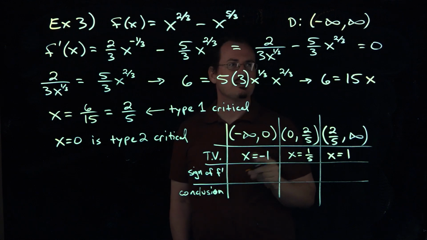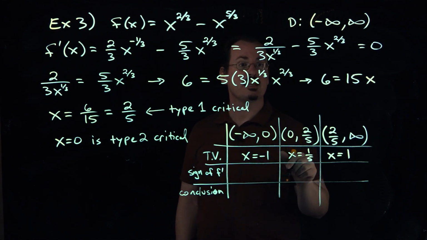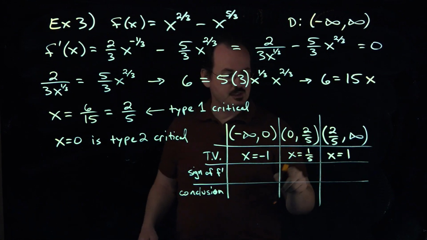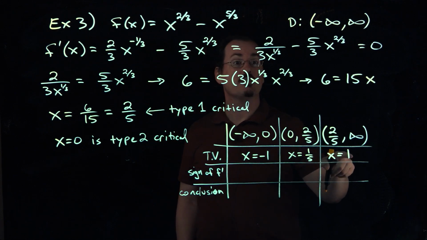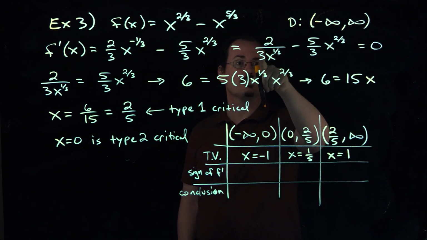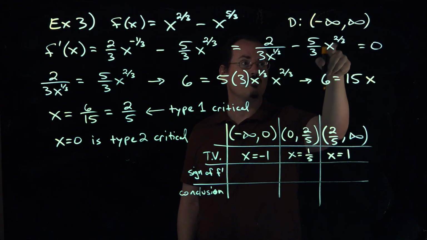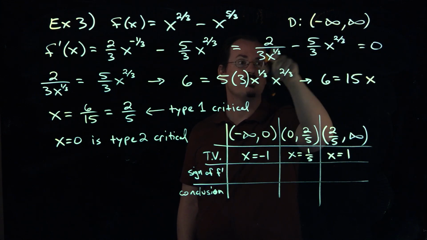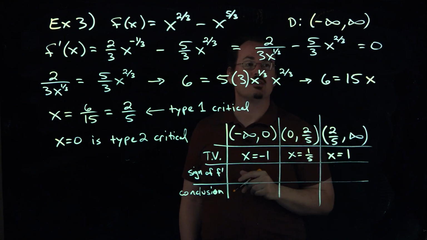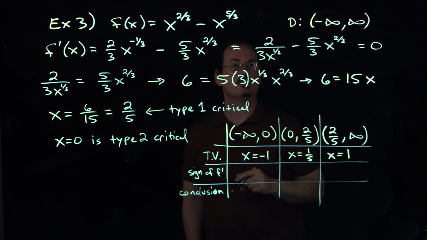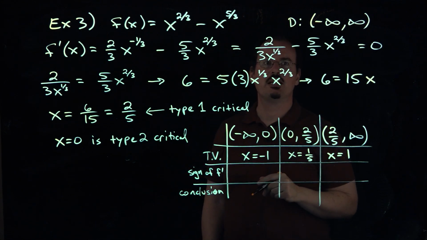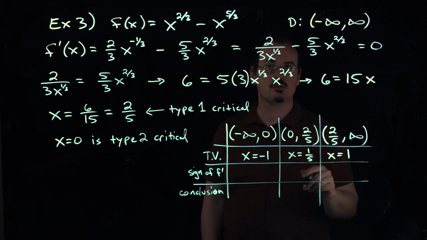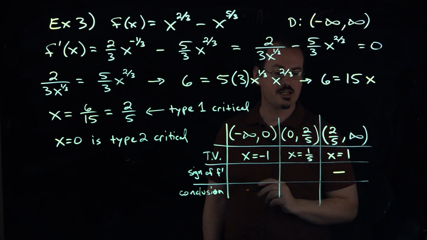So this one is not maybe so obvious what's going to happen here. If we plug in, let's start with 1 here. If I plug in 1, then I'm going to have just 2/3, because the 1 to the 1/3 is just 1. Same with 1 to the 2/3 is just 1. So we're going to have 2/3 minus 5/3. So 2/3 minus 5/3, that's definitely going to be a negative number, right? 5/3 is bigger than 2/3, and so we're subtracting it, so we're going to get a negative there.